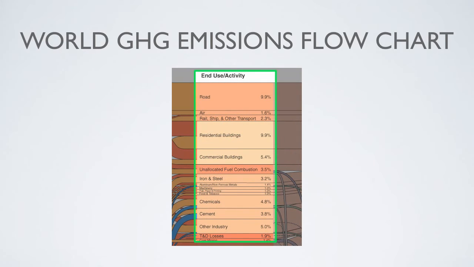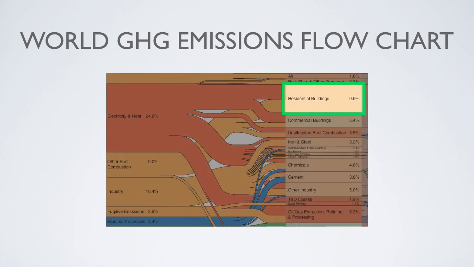This diagram also shows emissions by end use or activity in the middle column. In terms of electricity and heat, the majority of emissions result from residential buildings. Surprisingly, the production, and not just the use, of oil and gas also require a significant amount of energy, which means that oil and gas are responsible for much greater emissions than many people might suspect.